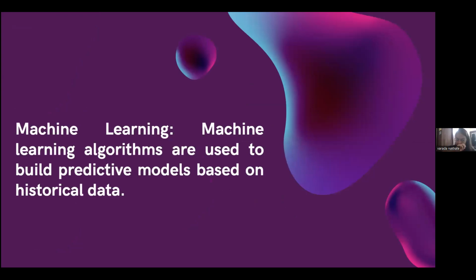Moving on to the next technique, we go on to machine learning. Basically, machine learning algorithms are used to build predictive models based on historical data. So all the probabilistic graphical models, etc., can be made with the help of machine learning. In these models, we train the data, we test it.